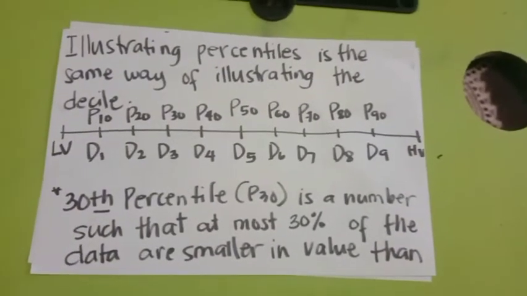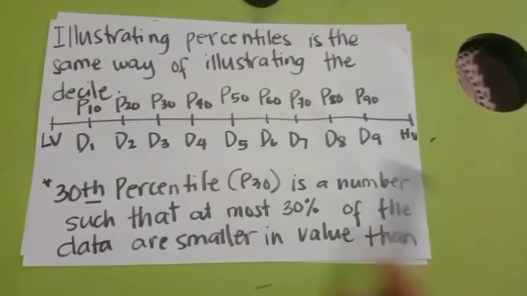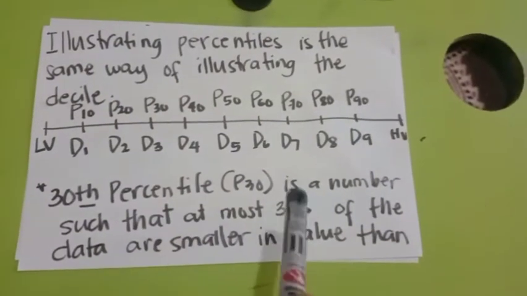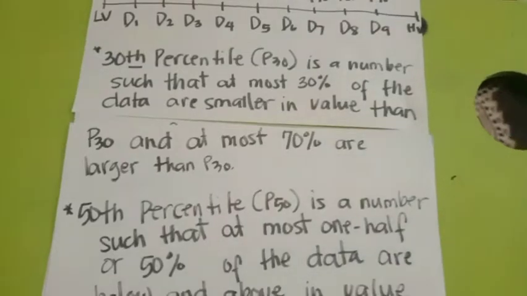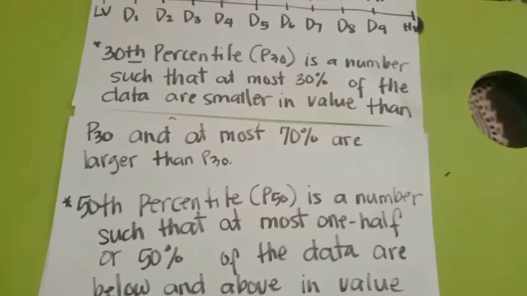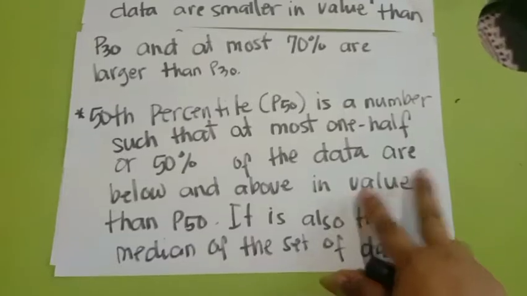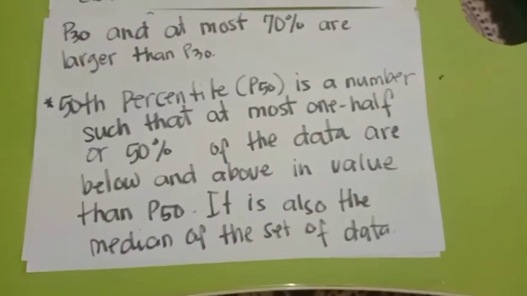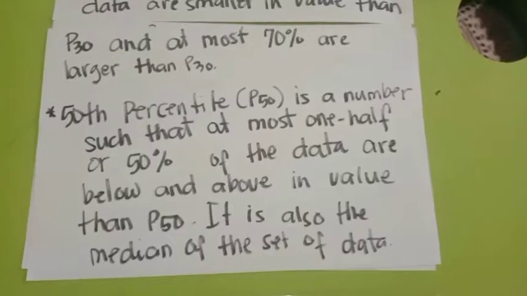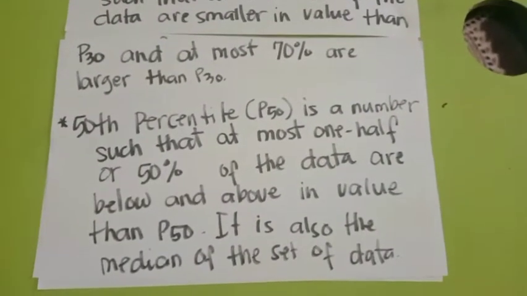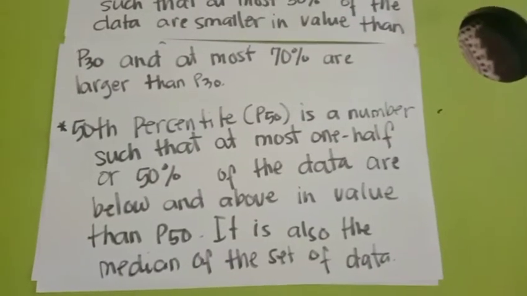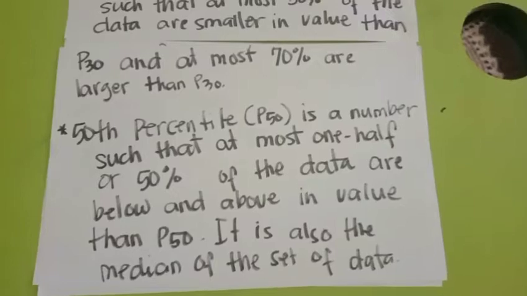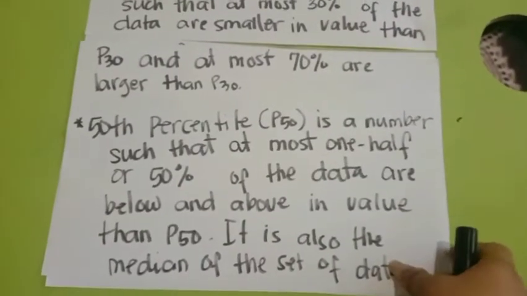The 30th percentile or P30 is a number such that at most 30% of the data are smaller in value than P30 and at most 70% are larger than P30. How about the 50th percentile? Yung 50th percentile is a number such that at most 1/2 or 50% of the data are below and above in value than P50. It is also the median of the set of data.